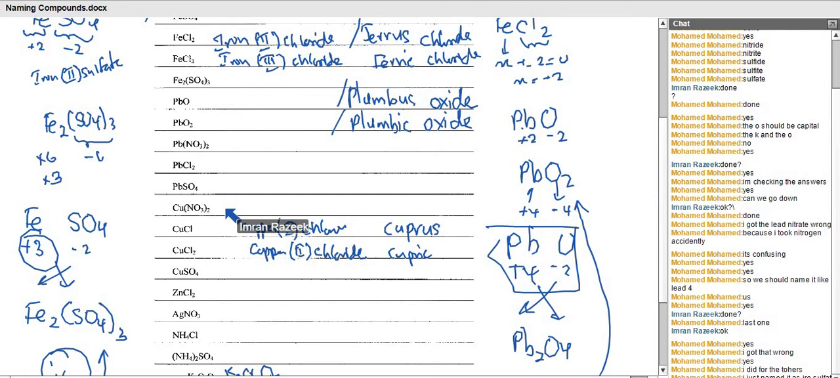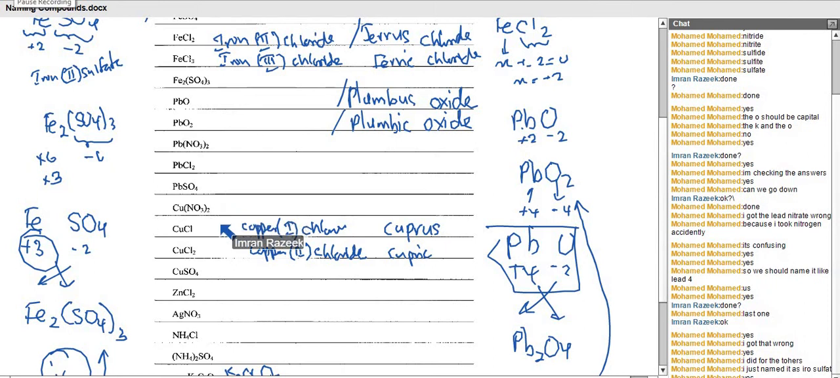So far, okay. Copper(II) nitrate, cupric nitrate, copper(I) chloride, cuprous chloride, copper(II) chloride, cupric chloride, copper(II) sulfate, cupric sulfate.